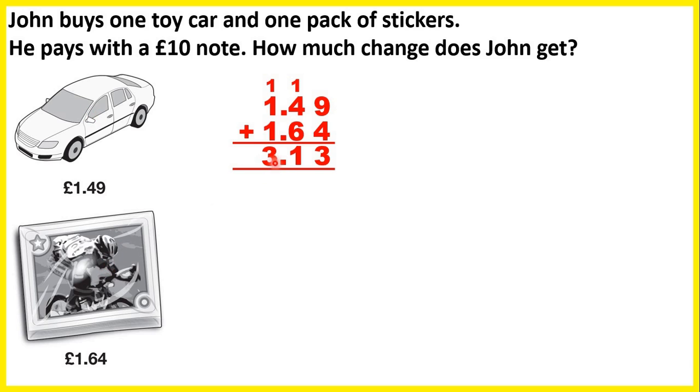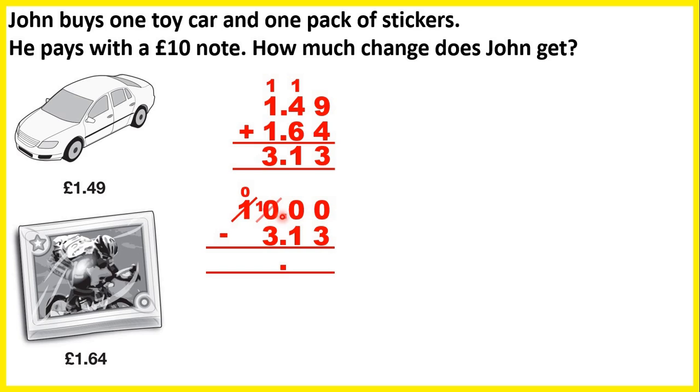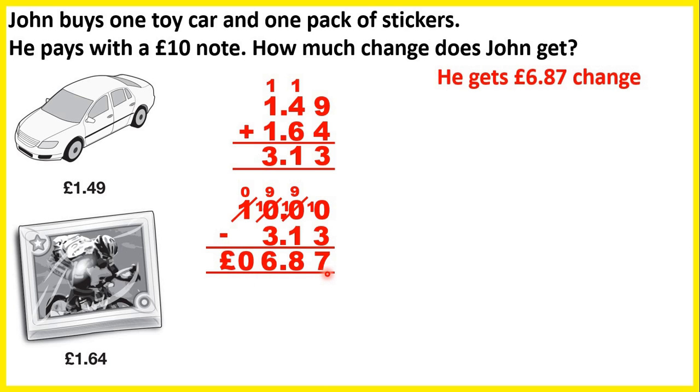So what we can do is subtract that total from £10, and that will give us the amount of change. So we need to subtract £3.13 from £10. But remember, £10 can be written 10.00. So then we can do the column subtraction with lots of exchanging, and that gives us £6.87. So that's how much change he gets.